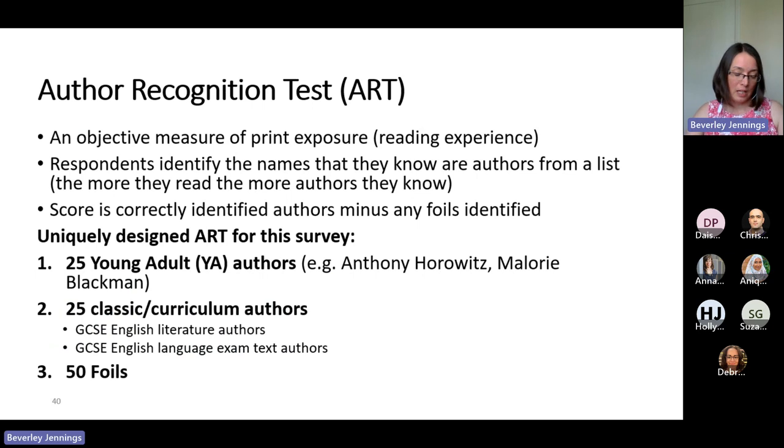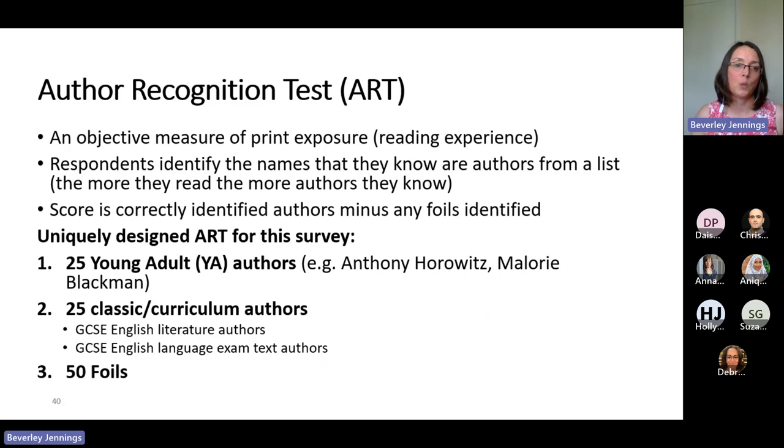So an author recognition test, if you haven't heard of those before, is an objective measure of print exposure, and respondents identify names from a list that they know are authors. So the idea is the more they read, the more authors they will know. The score is calculated so they get a point for each correctly identified author, and then minus any foiled or incorrect names that they identified. So this was a uniquely designed author recognition test for this survey.